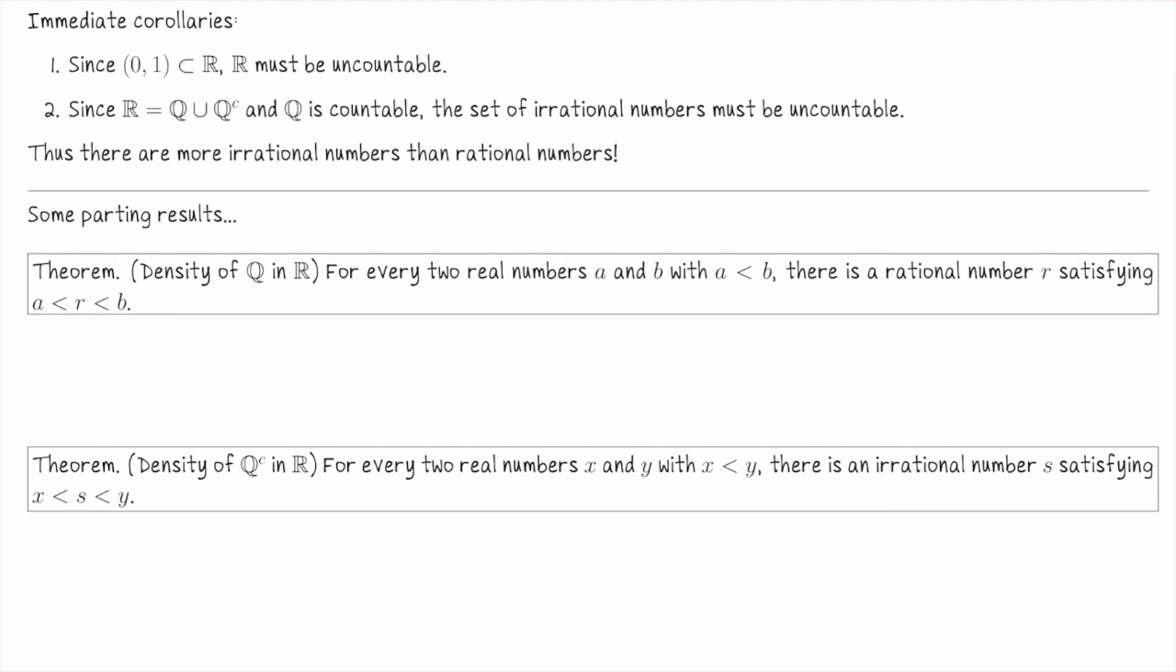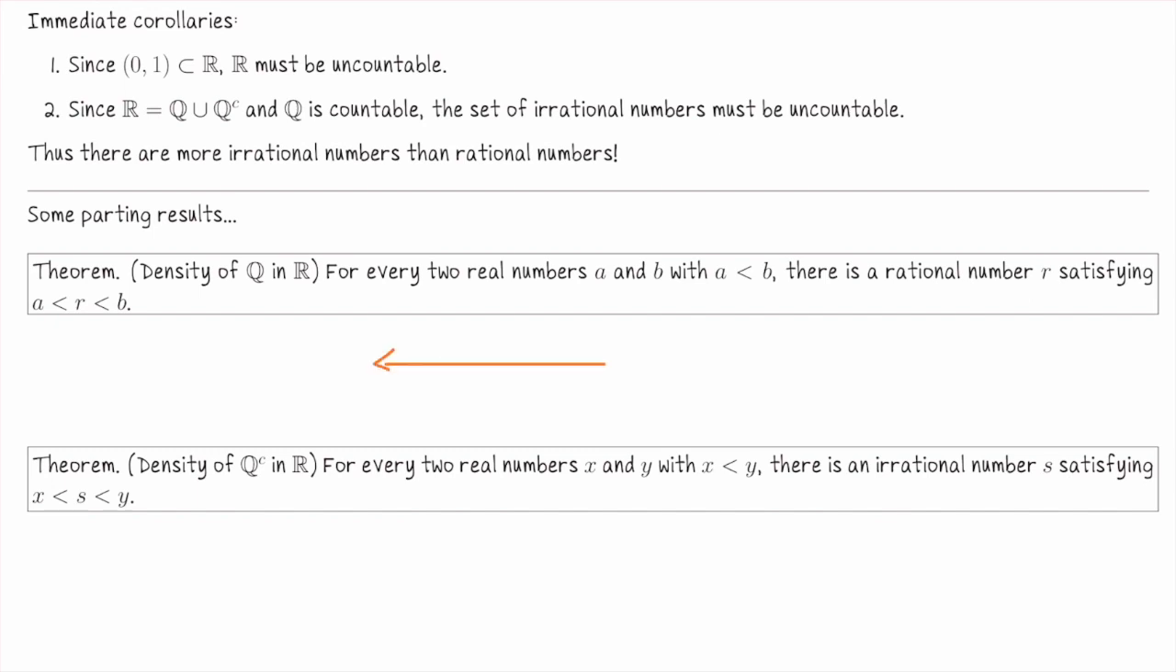I want to finish this lecture with a brief discussion of density. This is a property that both the set of rational numbers and the set of irrational numbers have in common. So although we just said that the set of rational numbers is countable and the set of irrational numbers is uncountable, so somehow it's much, much larger, both of these sets are what we call dense on the real number line. Here's what it means to say that the set of rational numbers is dense in R. If you have any two real numbers a less than b, there's a rational number r sitting between them.